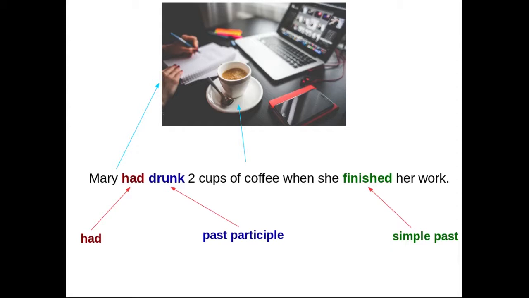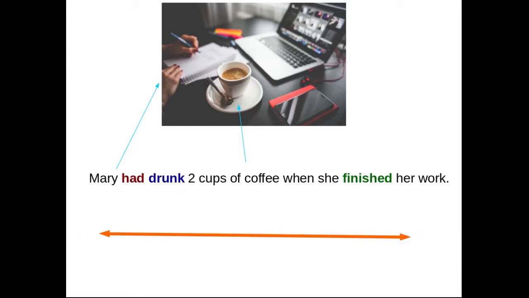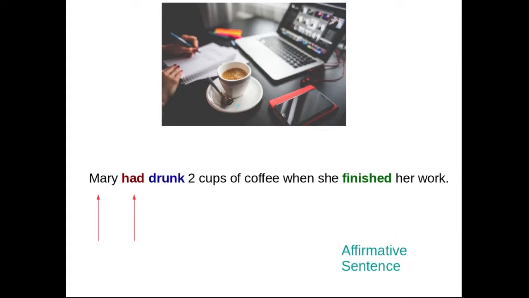Sometime before that moment. Now, a timeline. This is now. This is the moment when Mary finished her work. Sometime before this moment, she had drunk 2 cups of coffee. Before she finished her work. Mary had drunk 2 cups of coffee when she finished her work. This is an affirmative sentence.